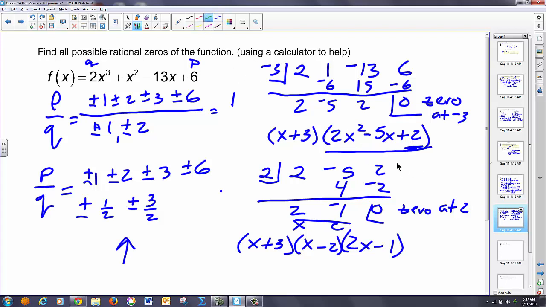Notice, I say, okay, what multiplies to 2? That's 2 and 1. And then what multiplies again to 2 but gets me -5, I got a negative and a negative. There's a 2 here and a 1 here. And there we have it. So I have zeros of -3, 2, and 1/2. Because that's when the function would equal 0. So that's a nice way to use your calculator to help you go through and find all the zeros.